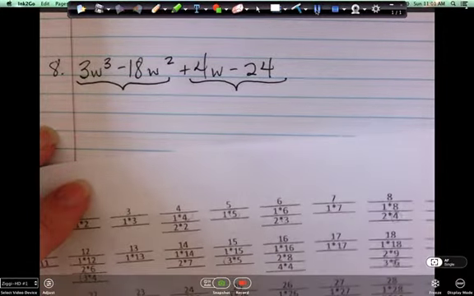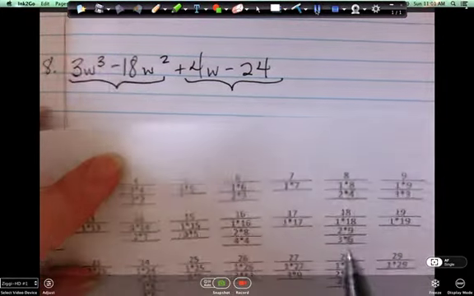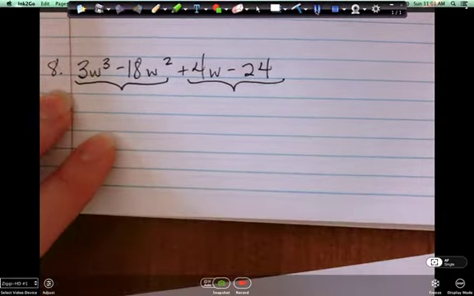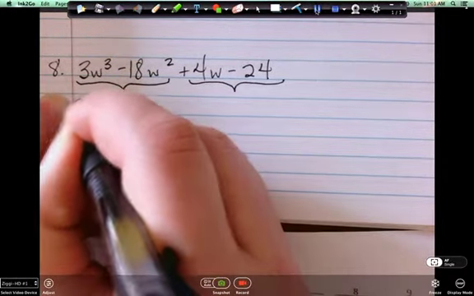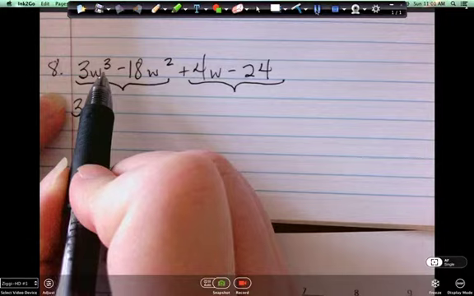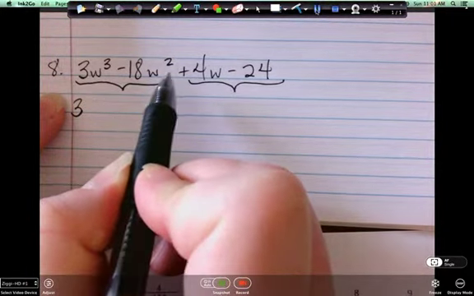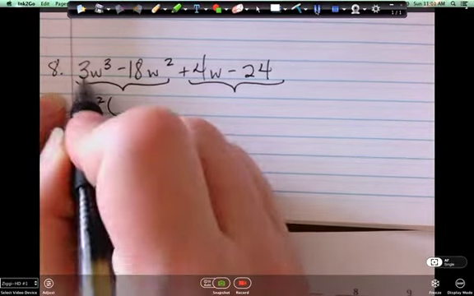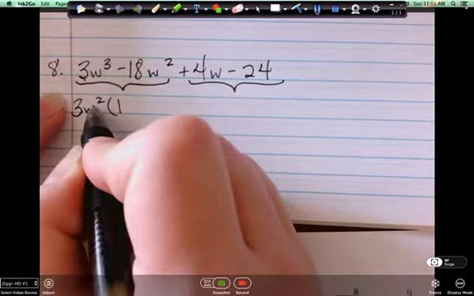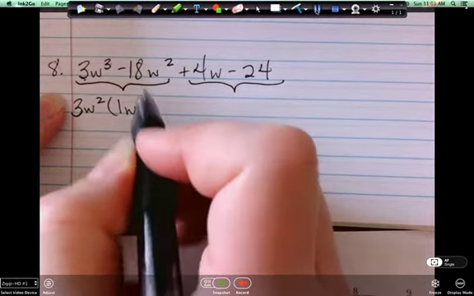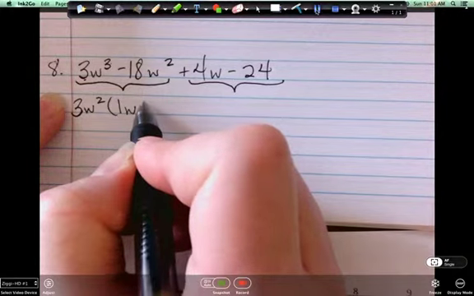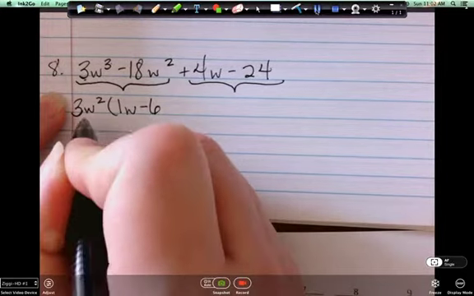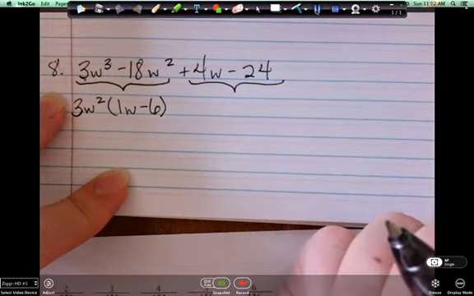At 3, I have 1 and 3, and at 18, I have the factors 1, 18, 2 and 9, and 3 and 6. So 3 is definitely my greatest common factor between 3 and 18. So I'm going to go ahead and pull out a 3 here. Now, I also have to look at my variable again, and I have w to the third and w squared. So I have at least 2 w's with each of my terms, so I can pull out 2 w's. So here I have 3 divided by 3, which gives me 1, and then w to the third, I took away 2 w's, so now I only have 1 left. Here I have negative 18 divided by 3, which gives me 6. And then I had w squared, I took away w squared, so I don't have any w's left.